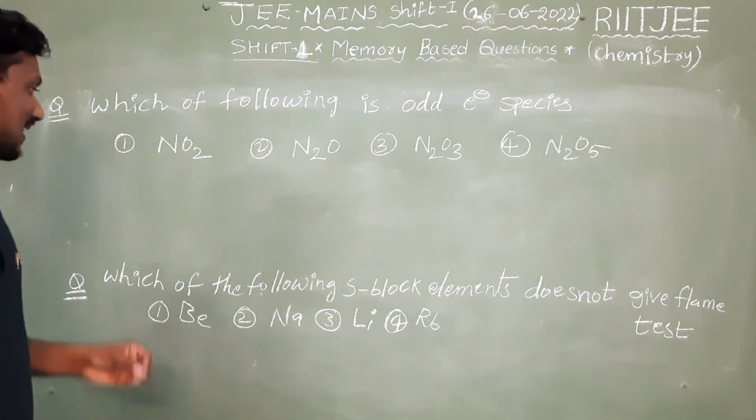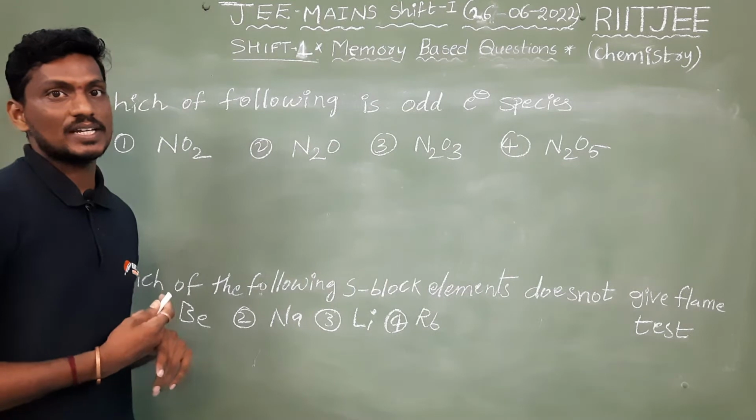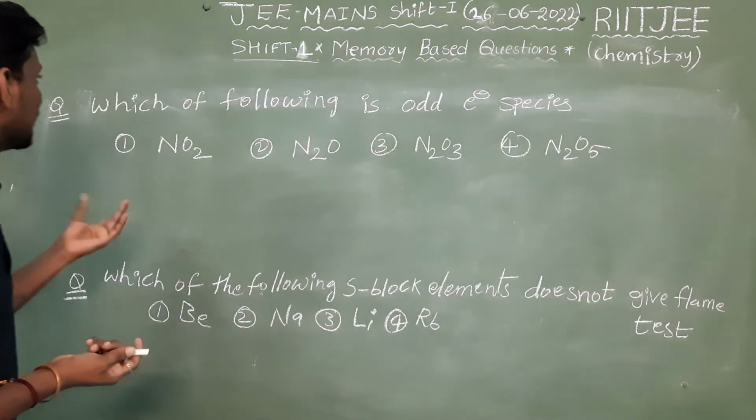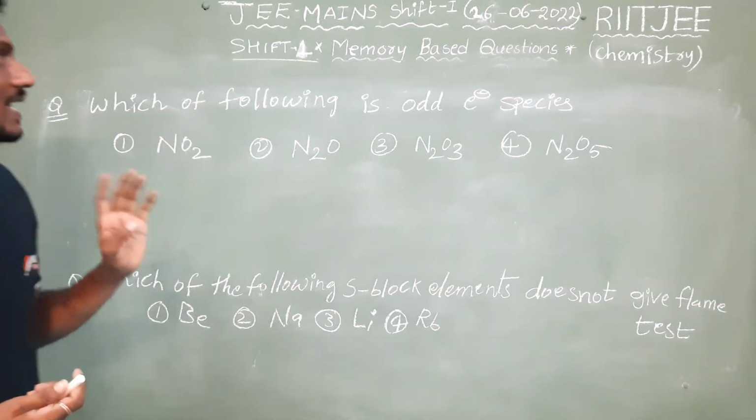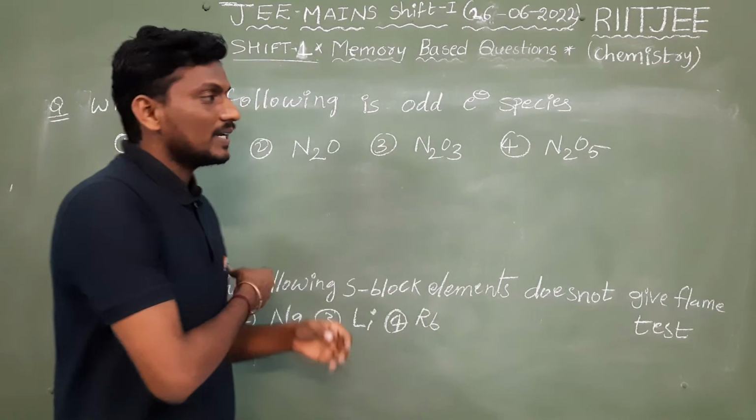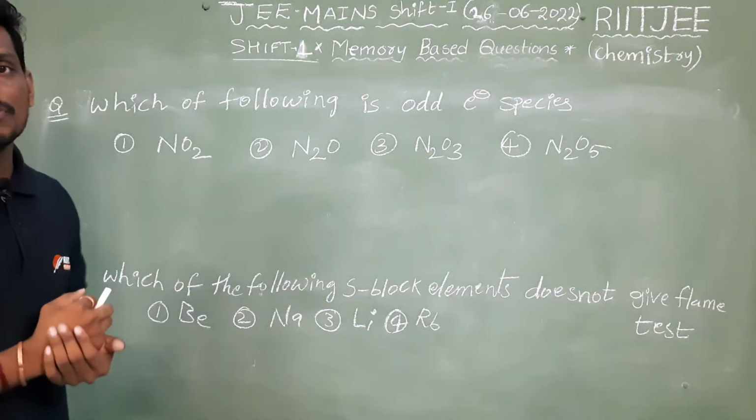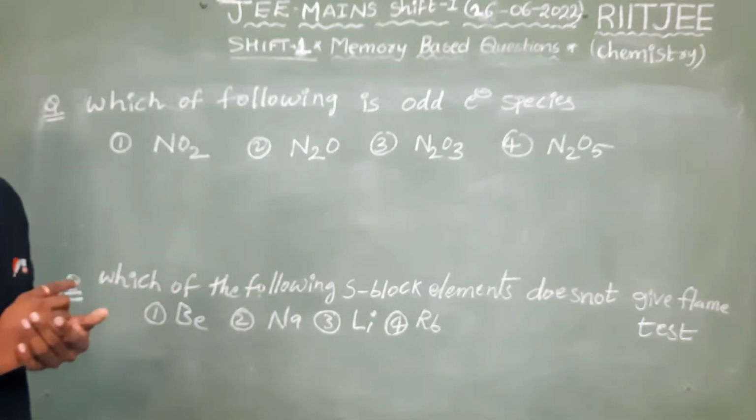So let us discuss the next question. These two questions are also asked from inorganic chemistry, very easy questions. Let us see the first question. Which of the following is an odd number of electrons species? It is asking, out of 4 options, which one contains an odd number of electrons. It was a very easy question.